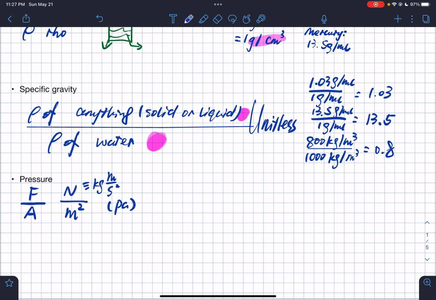Okay, and besides Pascal, we also see some other units of pressure, like millimeters of mercury, or pounds per square inch, like PSI, and also torr, okay? So MCAT would really ask you to do the conversions of these units, but what you want to know is the air pressure, the atmosphere pressure at sea level, okay?